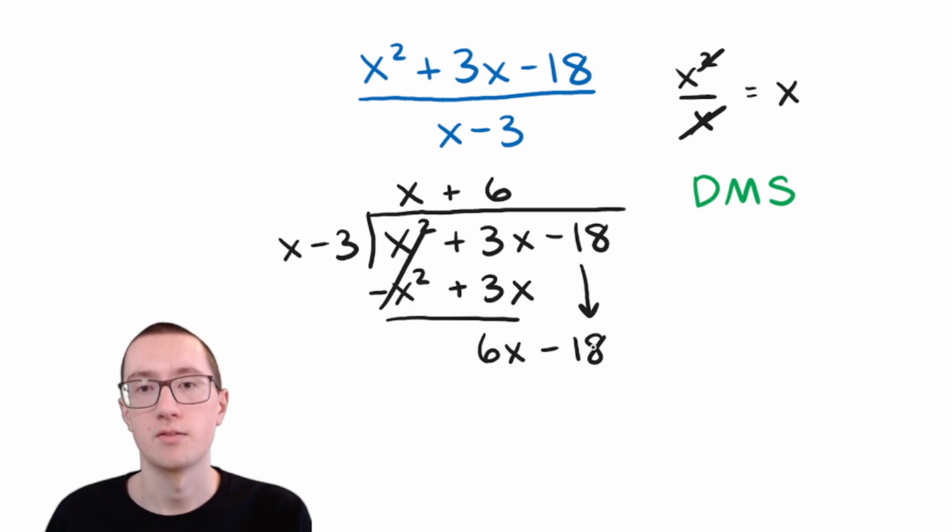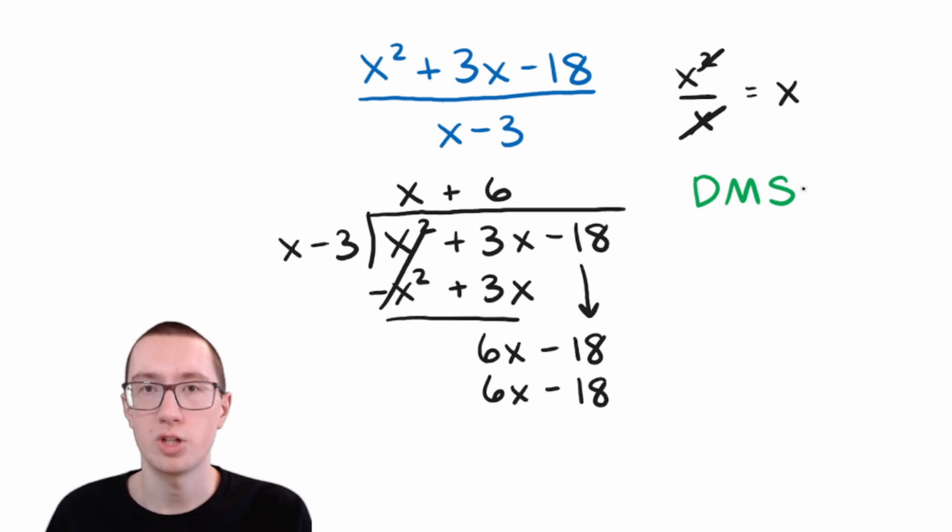Now we're going to multiply. We're going to multiply x times 6 and negative 3 times 6. x times 6, you can't multiply a number to a letter, so it's just going to stay as 6x. And then negative 3 times 6. Well, 3 times 6 is 18, and the minus sign stays. Now we go on to our final step, which is subtract.